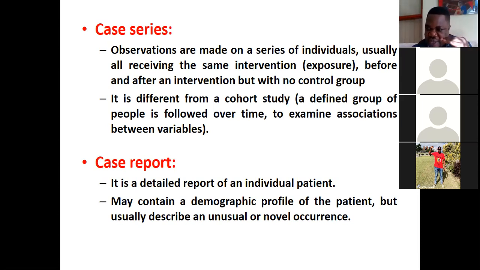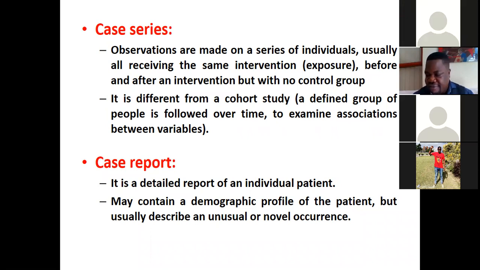So it needs to be very clear, because the way you are going to collect data to achieve that will be different. Is there any question before we move into analytical studies? Yes, Casey.